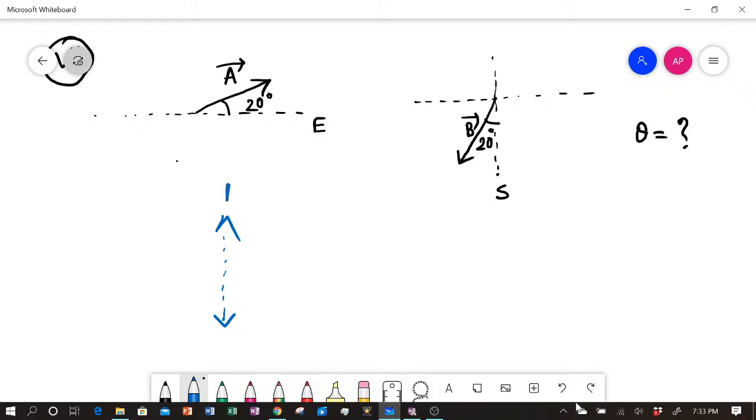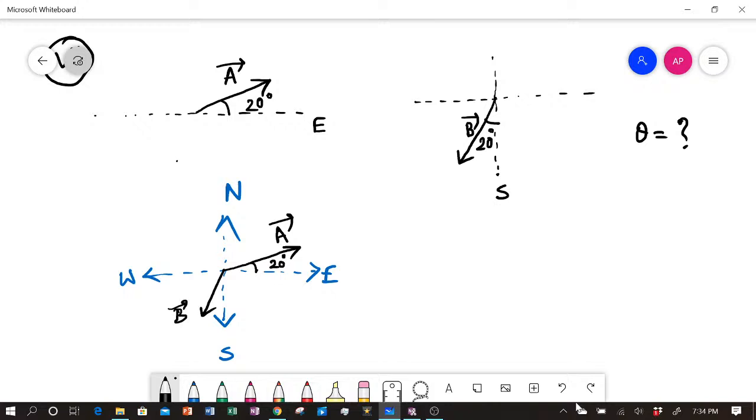So this is north, this is south, east and west. Okay, and we have this is vector A, and this is vector B. Okay, right?